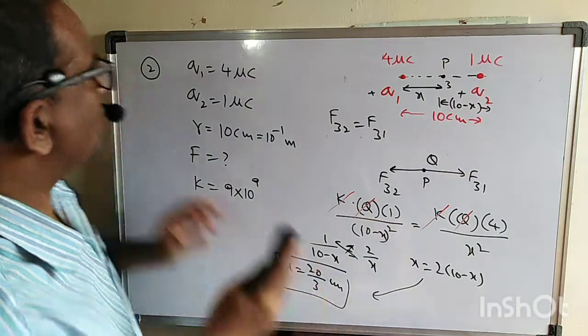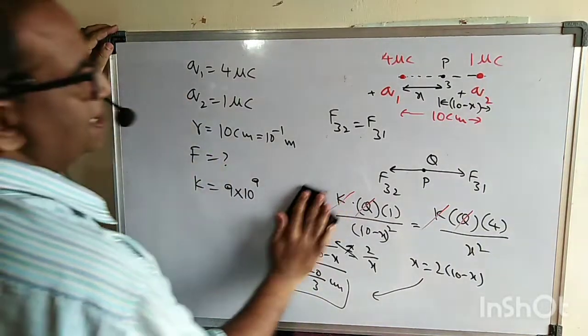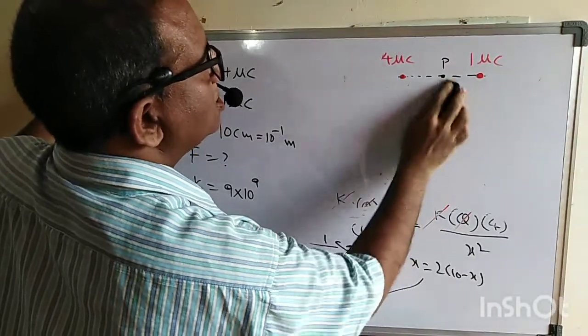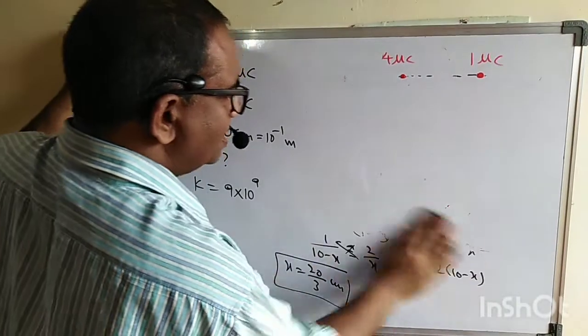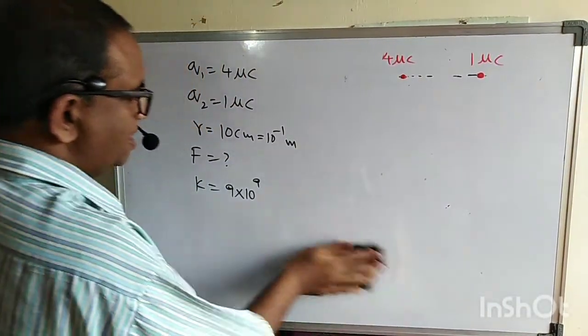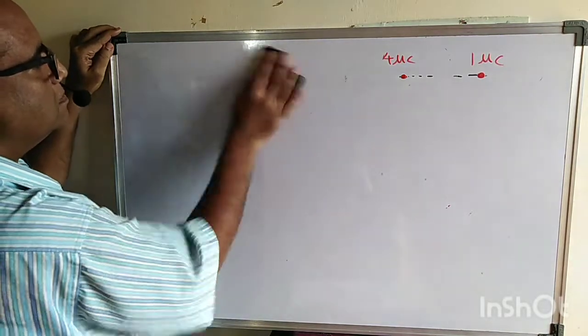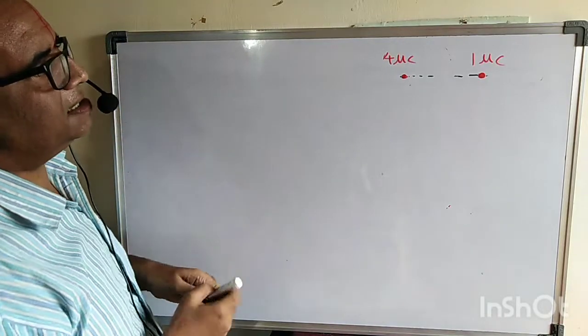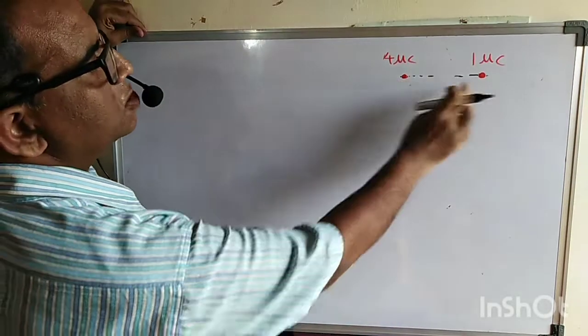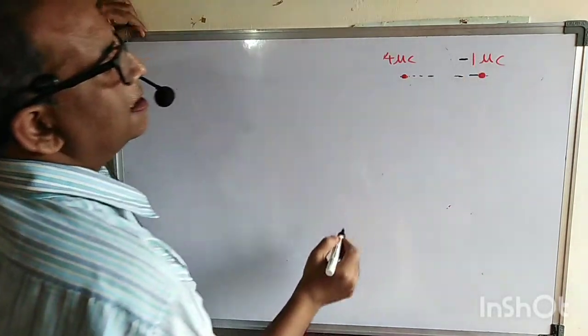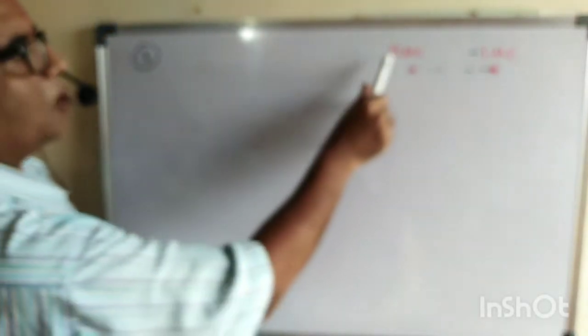Next, see the third question. It is almost the same model, but a small change will be there. See what they have given: suppose this is 4 microcoulomb and this is 1 microcoulomb, and now I will make it negative. In the third problem, one is positive and the other one is negative.